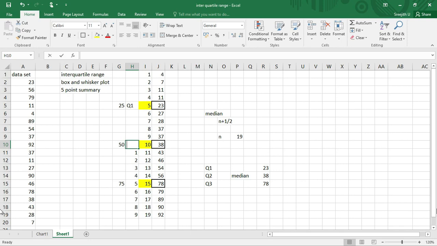Q2 will carry 50% of the values below it. Okay, so there are 9 values. Then we look at Q3. Q3 will hold the remaining 25%. Okay, so now we have identified 3 points, Q1, Q2, Q3, and these represent the quartile values.